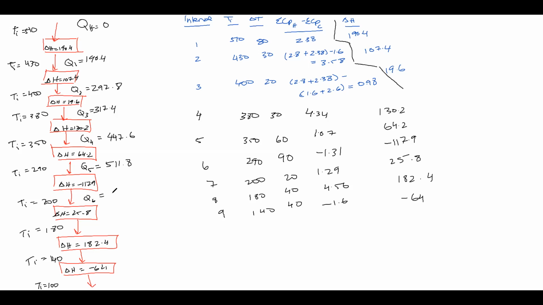Q6 will be this plus this, and this is 117.9, so it is going to be equal to 393.9. Q7, 393.9 plus 25.8 will be 419.7. Q8, 419.7 plus 182 will be 602.1. And the final Q here, QC, will be 538.1.